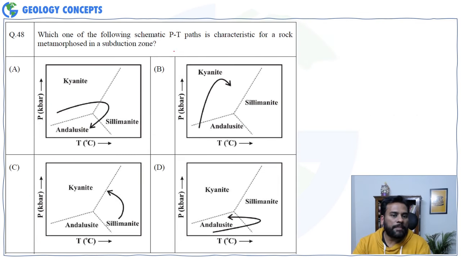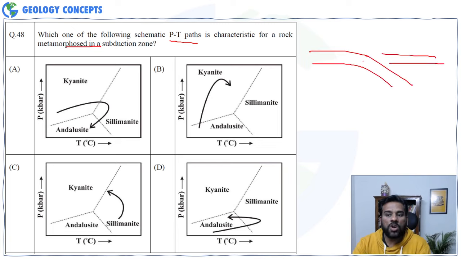Which of the following schematic PT paths is characteristic of a rock metamorphosed in a subduction zone? So see, when you are in a subduction zone, because of this collision, pressure increases very quickly, and this slab is very cold, right? It is an oceanic plate, which is a cold lithospheric plate. When it goes down, the temperature takes some time to increase. So the dynamics will be that pressure increases faster than the temperature. If you see this graph, temperature is increasing faster than the pressure.